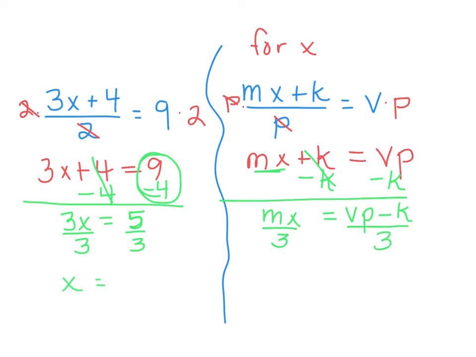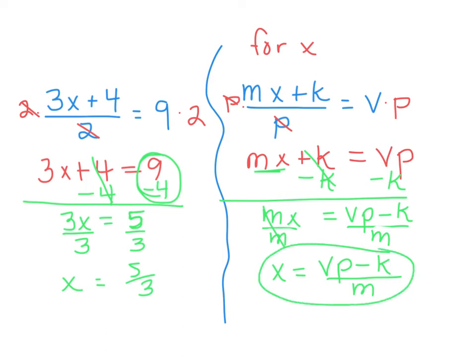X would equal, on the left, 5 over 3, and you could change that to a mixed number. On the right, divide by m, I messed up. Divide by m, don't divide by 3. M divided by m is 1, so x equals, and I get this weird string of letters again, and that's okay. That's what our answers are going to look like, okay? It's going to look like a formula. We went from this formula to this formula by doing those inverse operations.